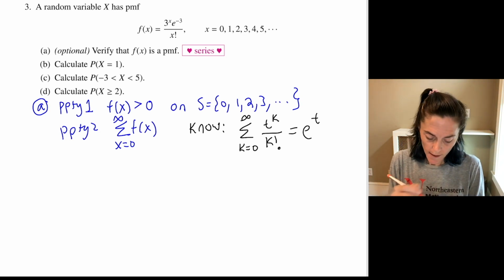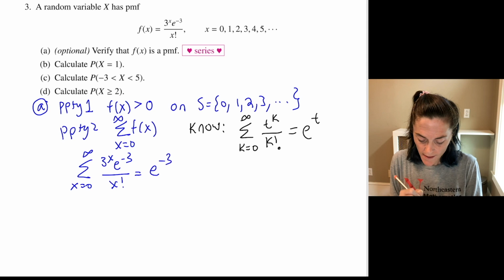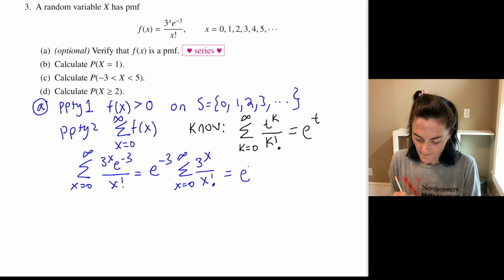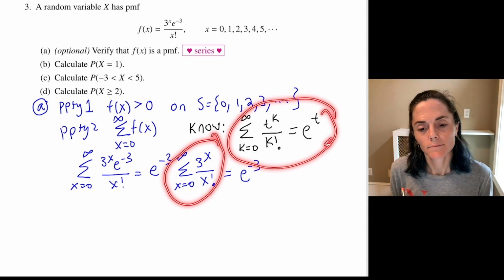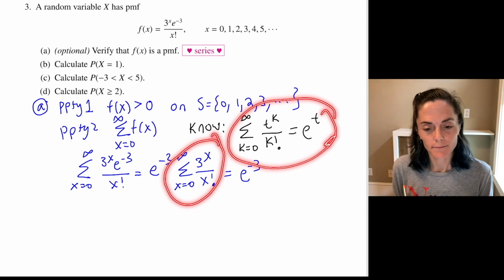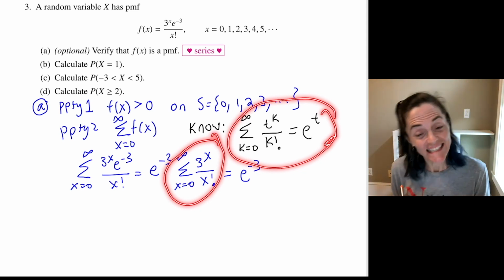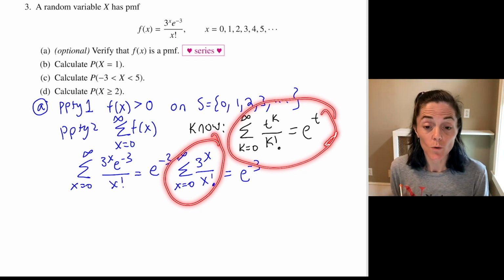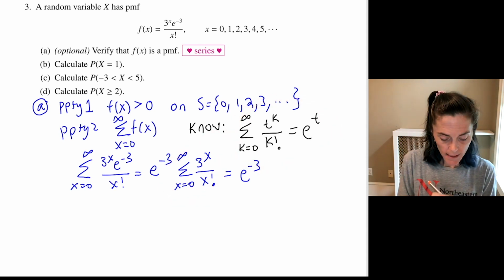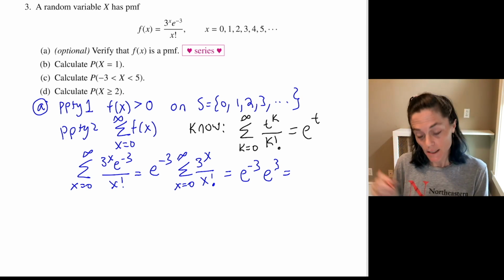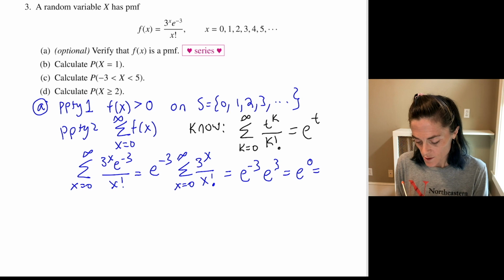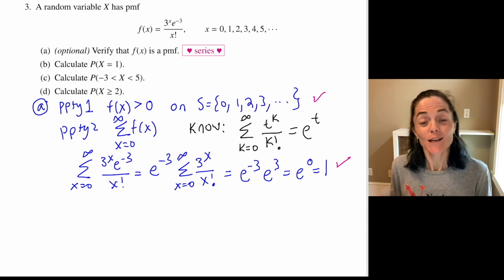So let me go back over here. We can factor out the constant. Now stare at this and stare at this. All you have to do is replace k with x and t with 3, and we're looking at the exact same thing. So this infinite sum is e to the 3. If you multiply e to the minus 3 times e to the 3, we have e to the 0, which is 1. This is why it's optional, but super fun.